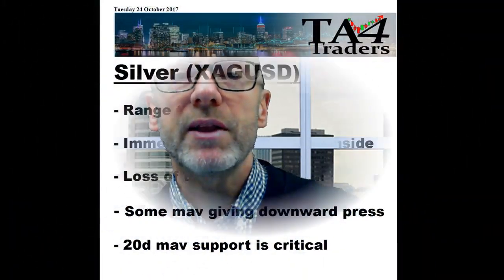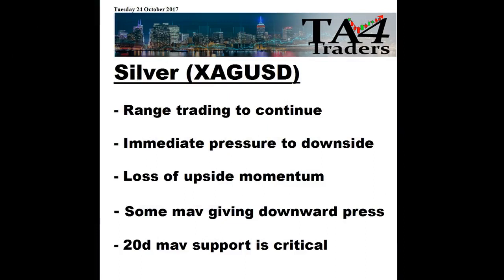Just to clarify the main points, range trading is to continue. I do see potential immediate pressure to the downside if we stay below the 20 on the 4-hour. There's a loss of upside momentum, but all the momentum indicators were neutral. Some of the moving averages are giving downside pressure, and that 20-day moving average support is seen as critical.